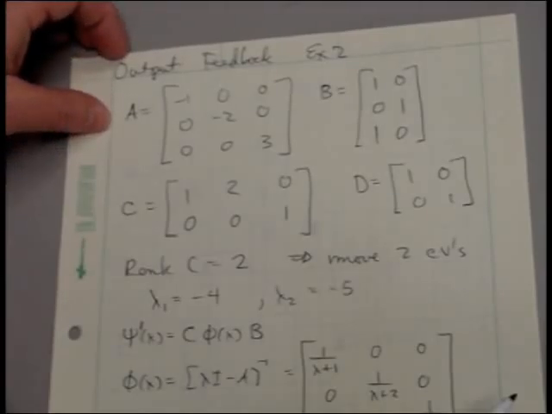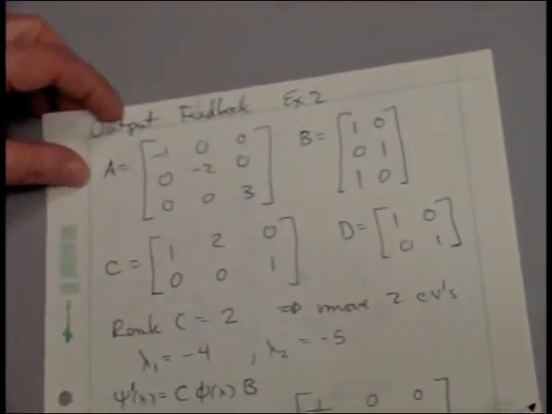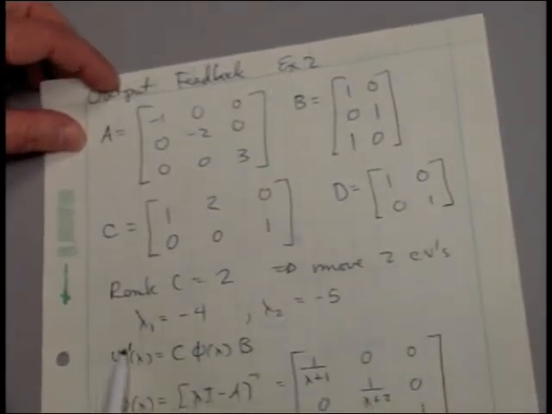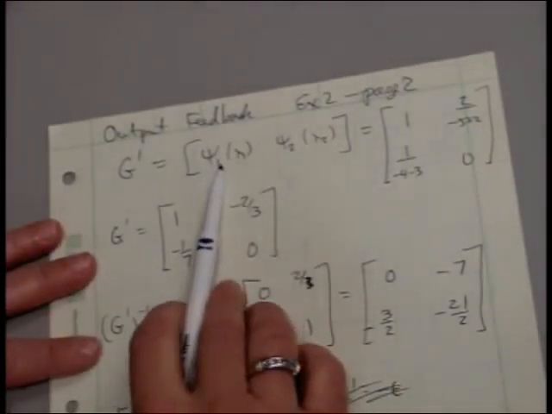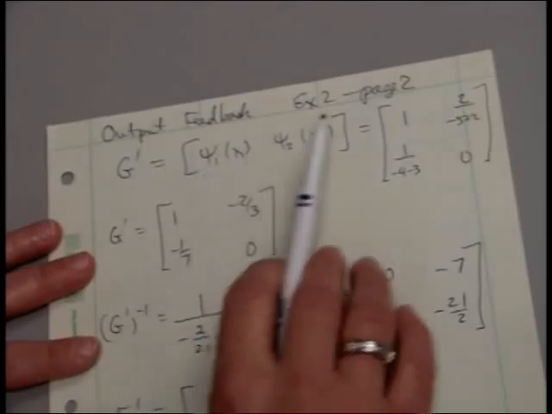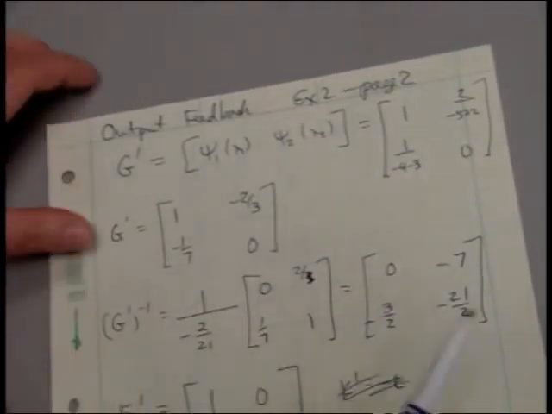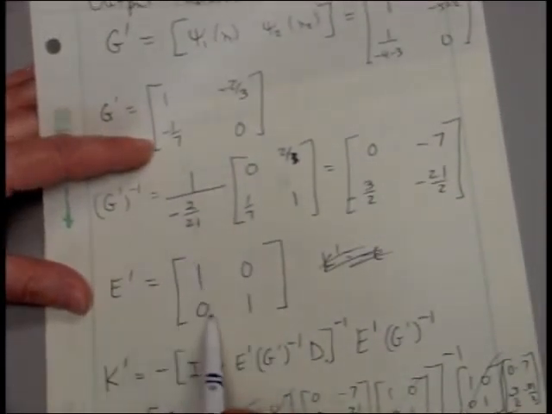Let's look at output feedback example 2. Again, we build our psi prime, C, phi, B, and go through the dimensions. K prime is going to be 2 by 2, G prime is M by M, so it's 2 by 2, and E prime is also 2 by 2. So we've chosen our psi 1 as our first column of G prime and our psi 2 column as the second. So our E prime matrix then becomes just the identity, 1, 0 for the first column, 0, 1 for the second column.